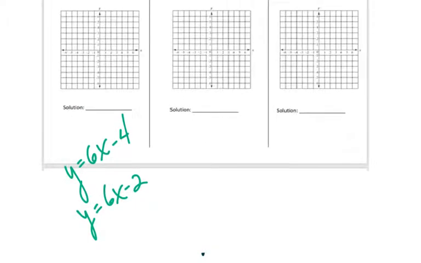Okay, so now we're ready to graph. So in the first line, my y-intercept is a negative 4. My slope is 6, which is the same as 6 over 1. So that's a very steep line. My second equation has a y-intercept of negative 2. And then again, up 6. I didn't like this equation, sorry. Terrible question. There we go.